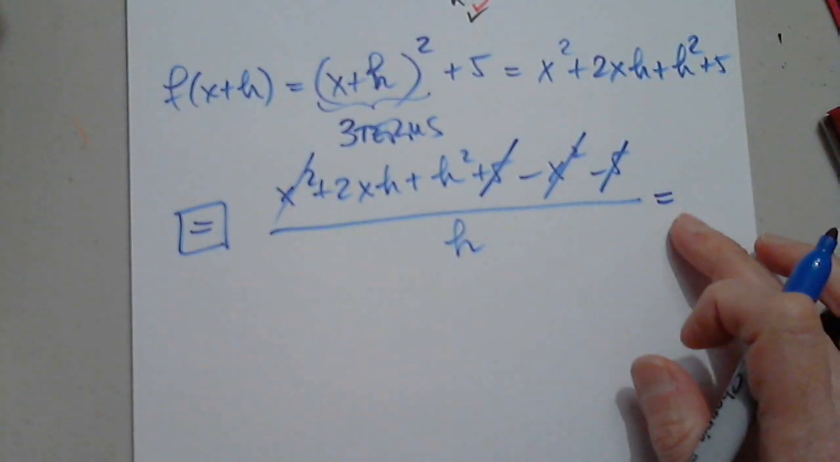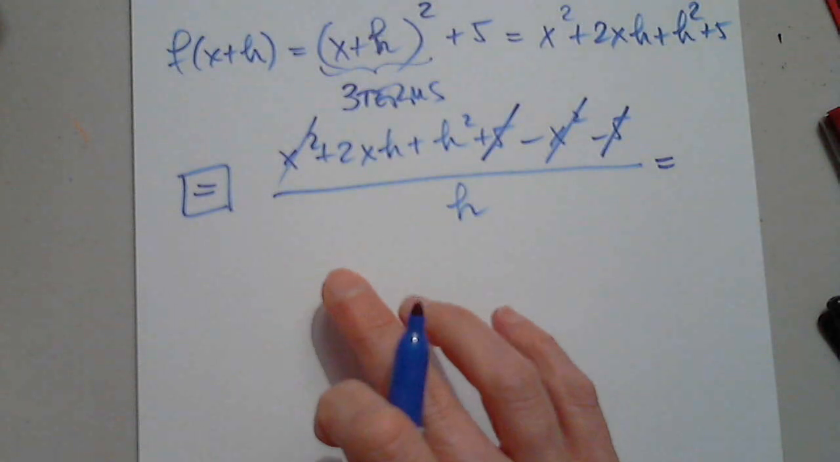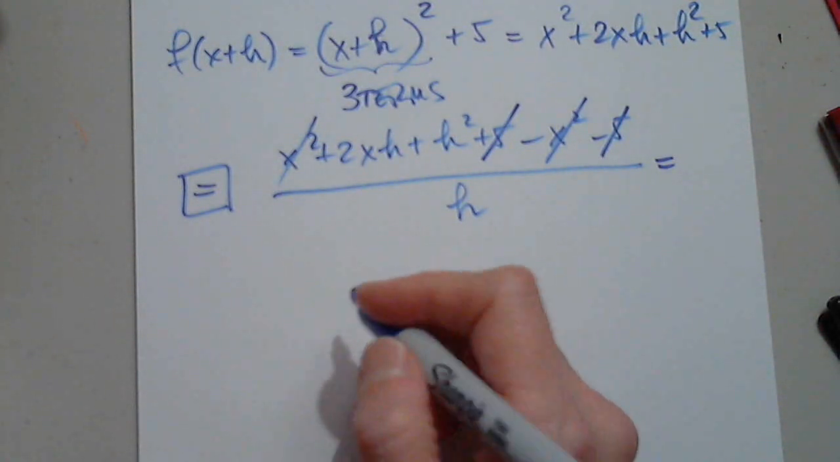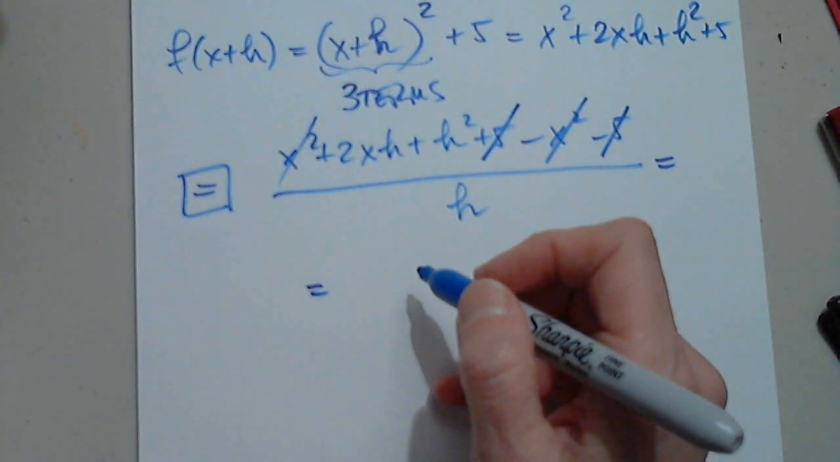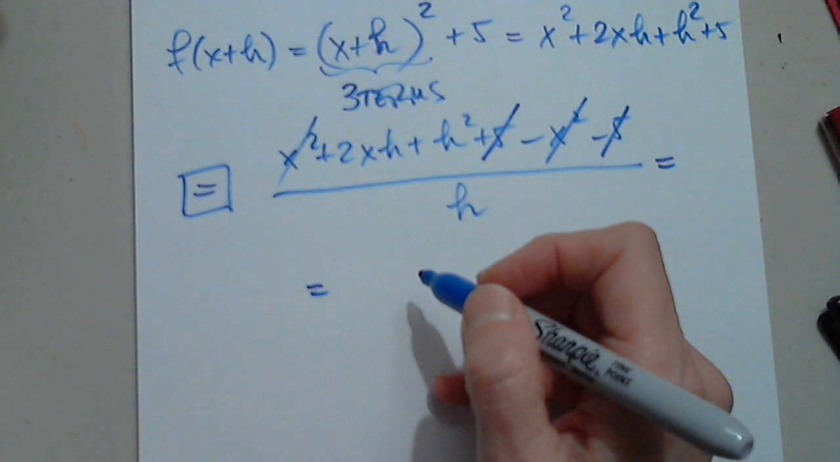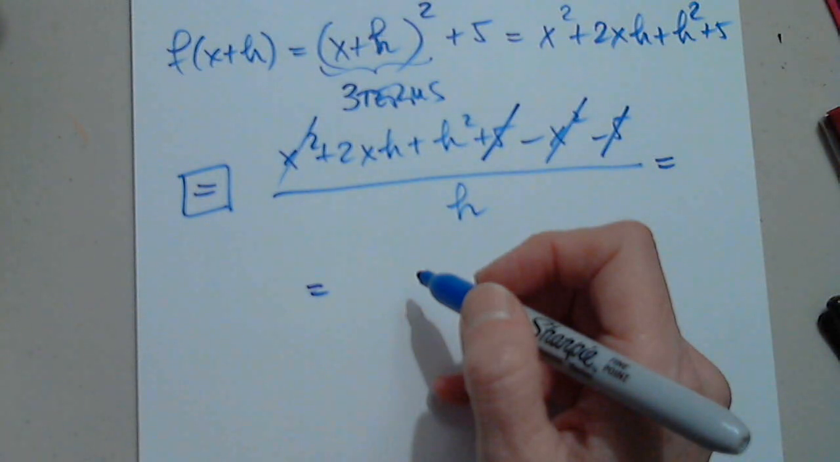I always put the equals. Simplify the h on the bottom. So take the h off from the bottom and the h off the top. So you get 2x plus h.